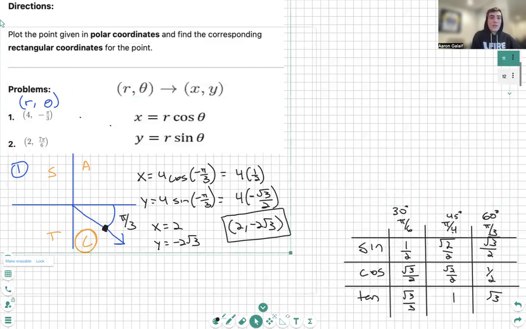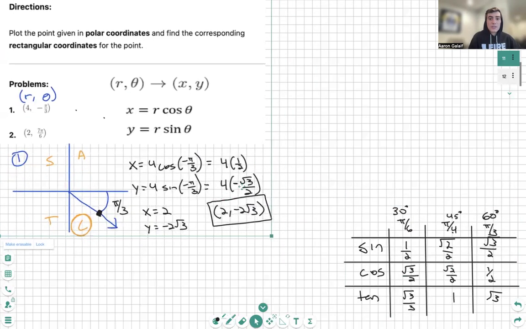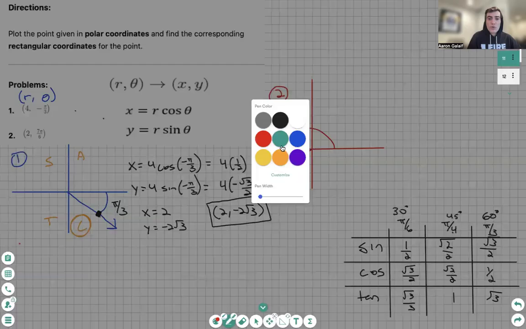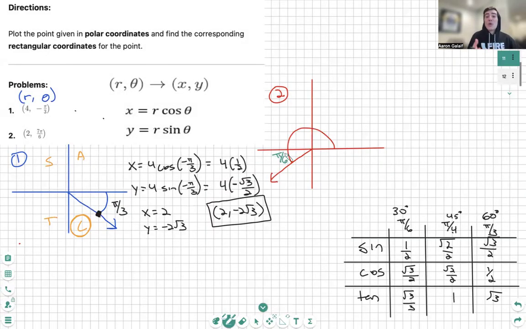So now that we have that one done, let's go ahead and do number 2. Okay, for number 2, the first thing we're going to need to do is graph it. So I'm going to graph my coordinate plane. All right, now we see our angle is in the third quadrant, 7 pi over 6, which is pi over 6 greater than pi. So we see pi over 6 is my reference angle. We know that this is pi.